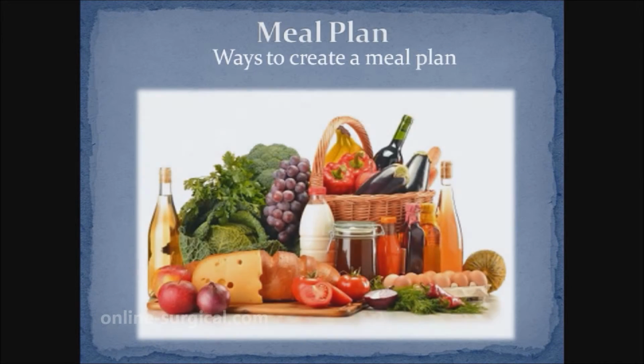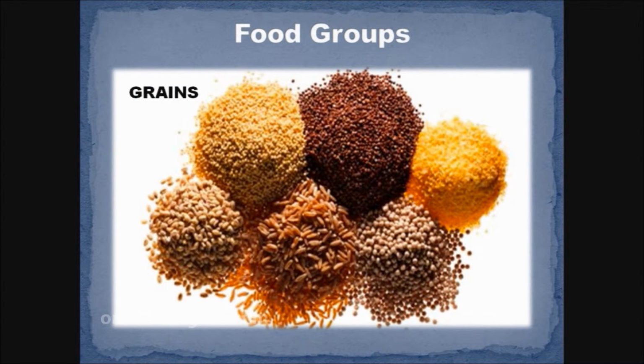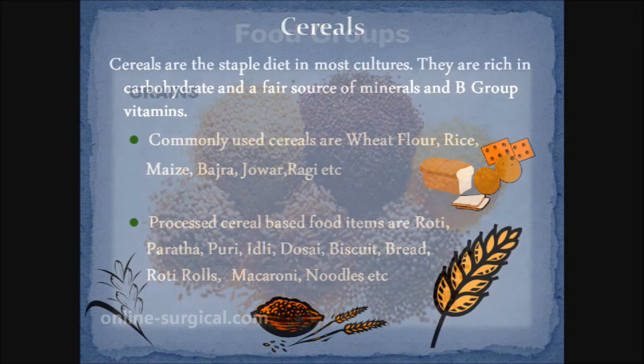Now that we know food groups, nutrient types, and how macronutrients are metabolized, let's analyze food types under each food group and finalize our meal plan based on recommended diet regimens. Let's begin with cereals. Cereals are the staple diet in most cultures. They are rich in carbohydrate and a fair source of minerals and vitamin B.